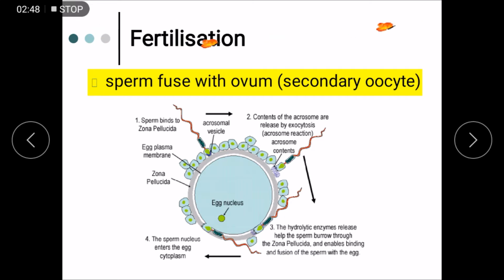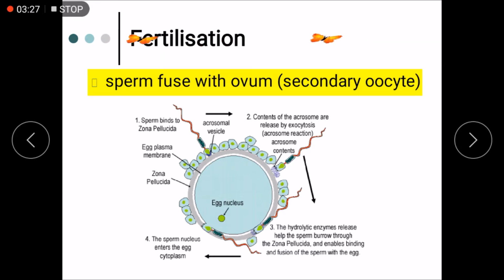So when it moves around in the fallopian tube, if fertilization happens, if the secondary oocyte meets with sperm, that means it will continue the meiosis until it has the matured nucleus to fuse with the sperm. So fertilization happens when the sperm fuses with the ovum. Later we will see a video on how it is fertilized, how the sperm gets to the ovum.